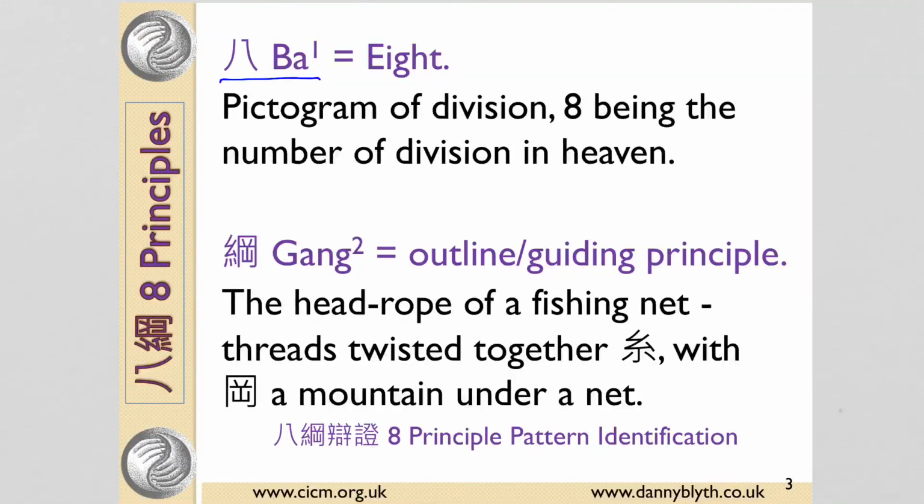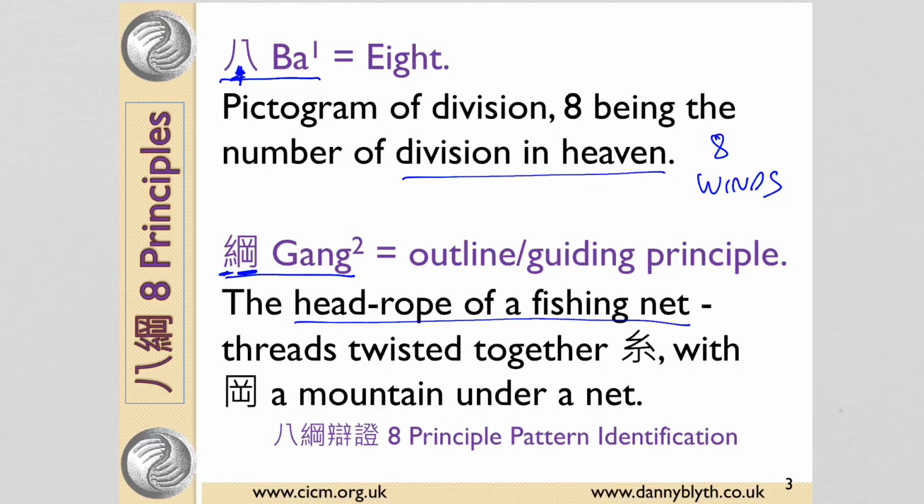Ba is 8. It shows separation or division, with 8 being the number of division in heaven. So, for example, we have the 8 winds. And Gang is the outline or guiding principle. So it shows threads and a net, so it's like the head rope of a fishing net. So the 8 principles, or 8 guiding principles.